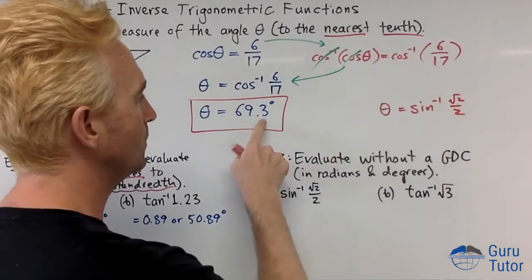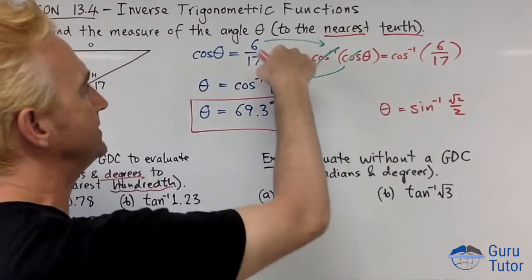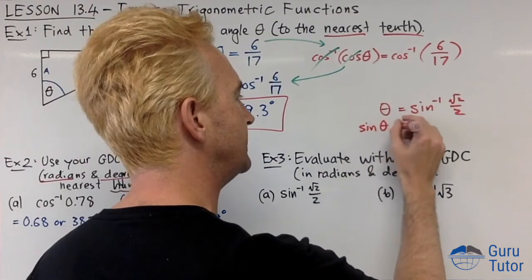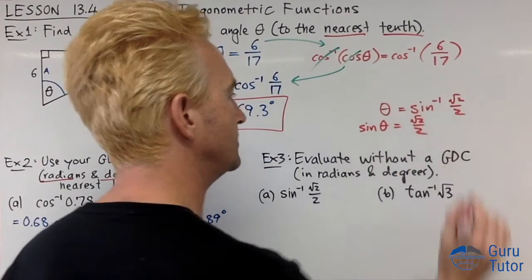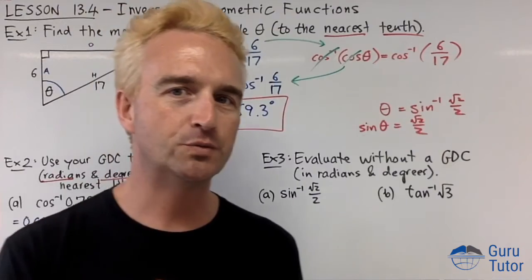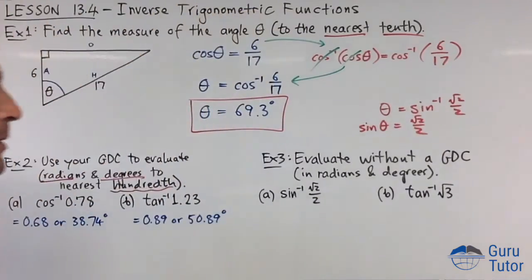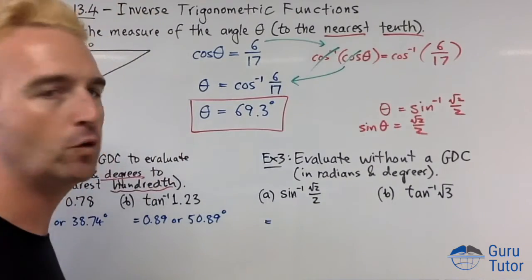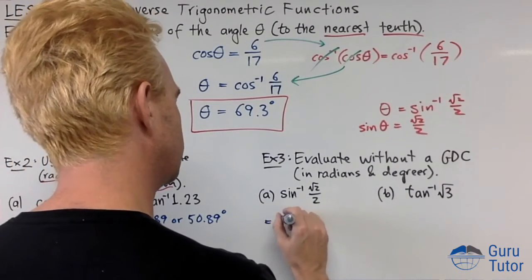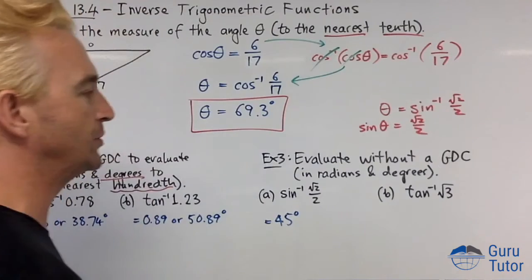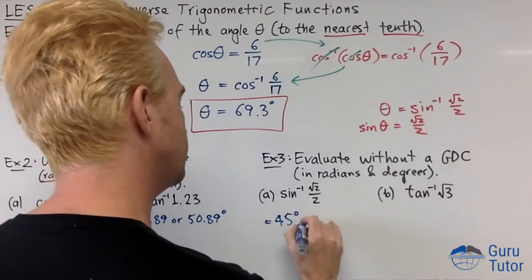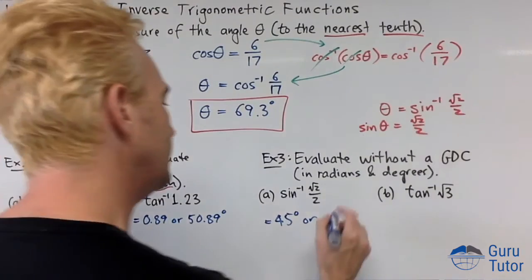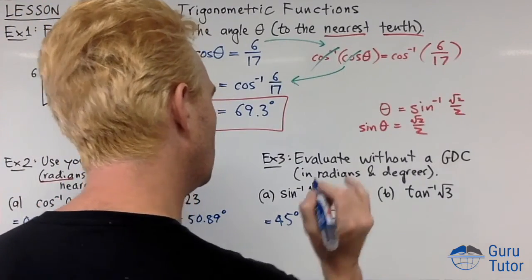Remember this step? What if I went backwards, went from here to here? That's the same as saying sine theta equals root 2 over 2. Sine what is root 2 over 2? Hopefully you remember that. Sine 45 is root 2 over 2. Okay, so that's degrees, so now the radians. We'll do degrees first. And what's 45 degrees in radians? You know that. That is pi over 4.